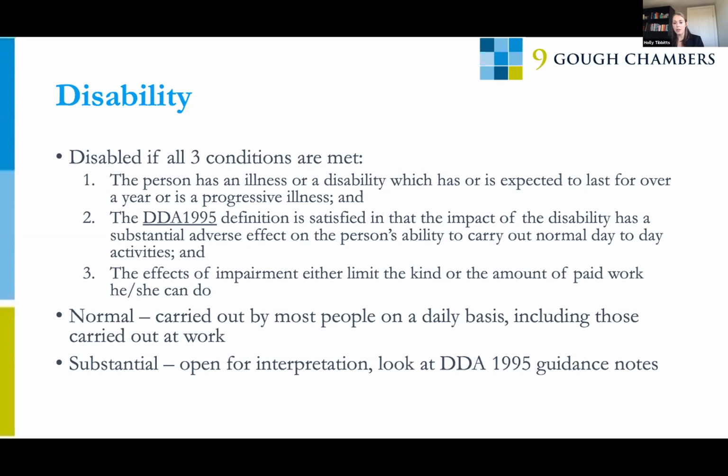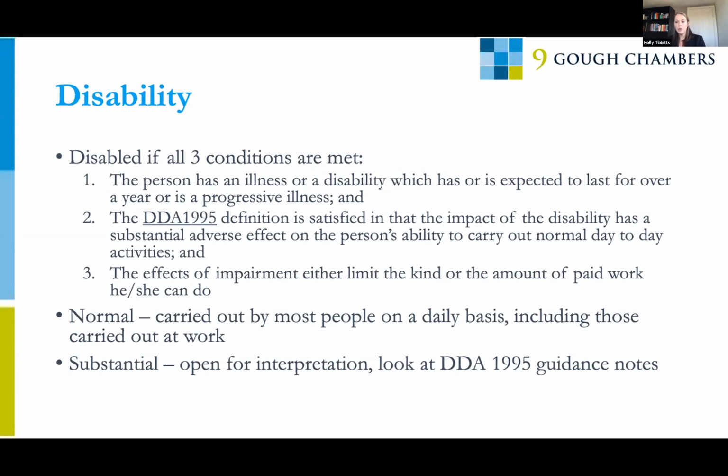Well, that's defined in the notes as something that's carried out by most people on a daily basis, including that carried out at work. A more difficult issue is often whether the claimant has a substantial adverse impact on his abilities. You have to look at the Disability Discrimination Act 1995 guidance notes, which are reproduced in the explanatory notes to Ogden 8 in part.